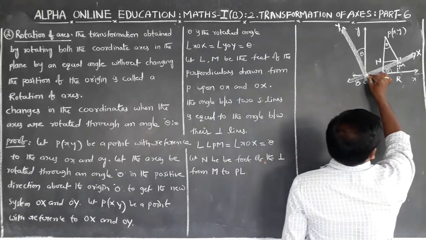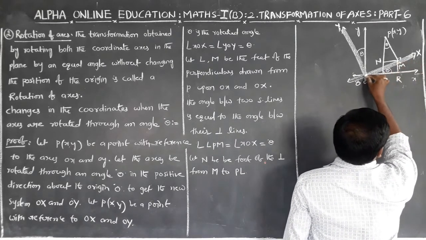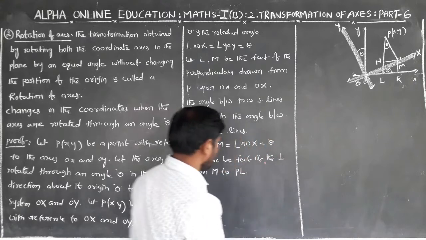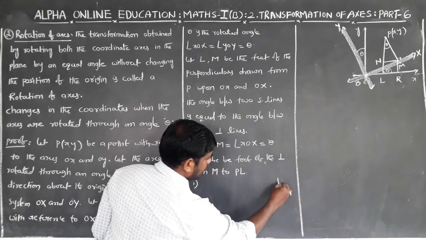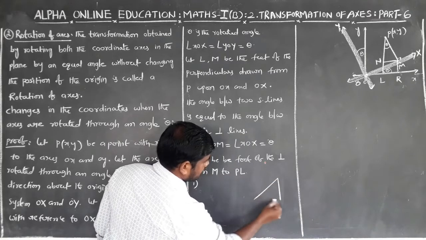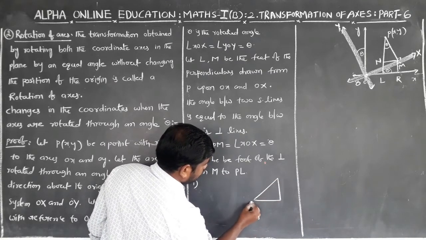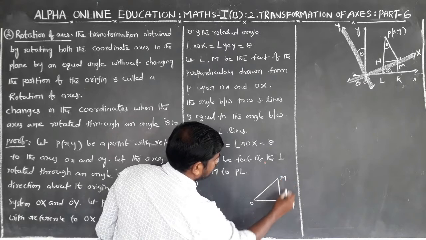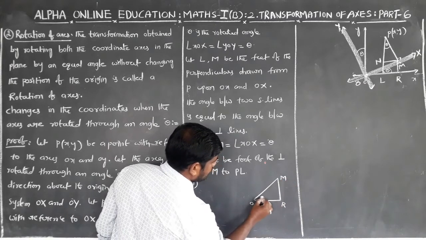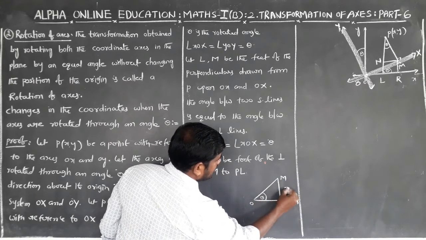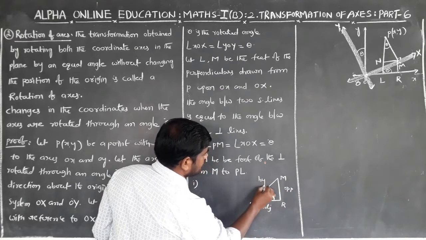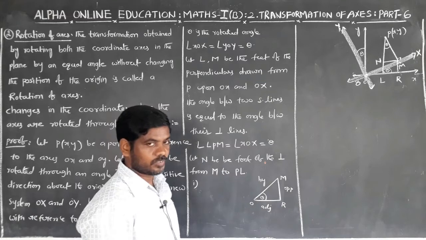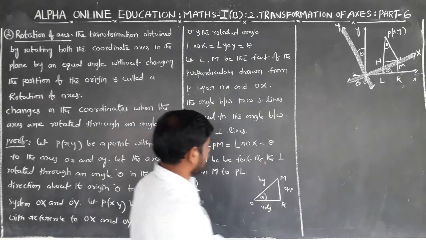First one is OMR. This is the first triangle, OMR. This is theta. This is the opposite side. This is the adjacent side. This is the hypotenuse.